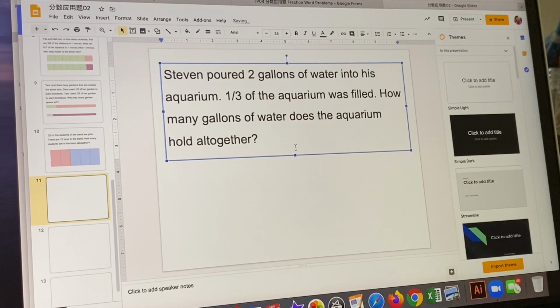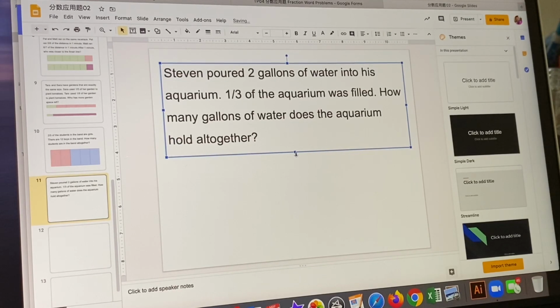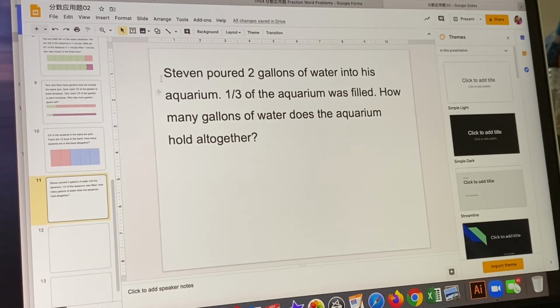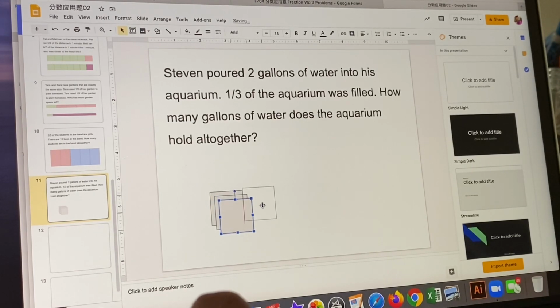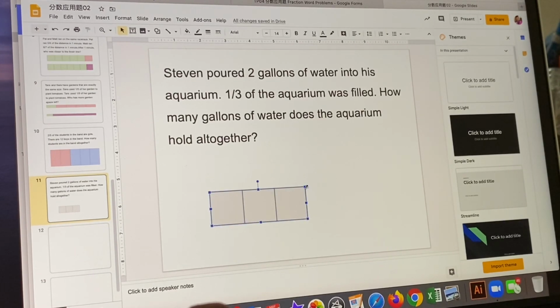Steve poured 2 gallons of water into his aquarium. 1/3 of the aquarium was filled. How many gallons of water does the aquarium hold altogether? So his aquarium can actually hold 3 parts completely. I will just do the square, easy. Three parts.